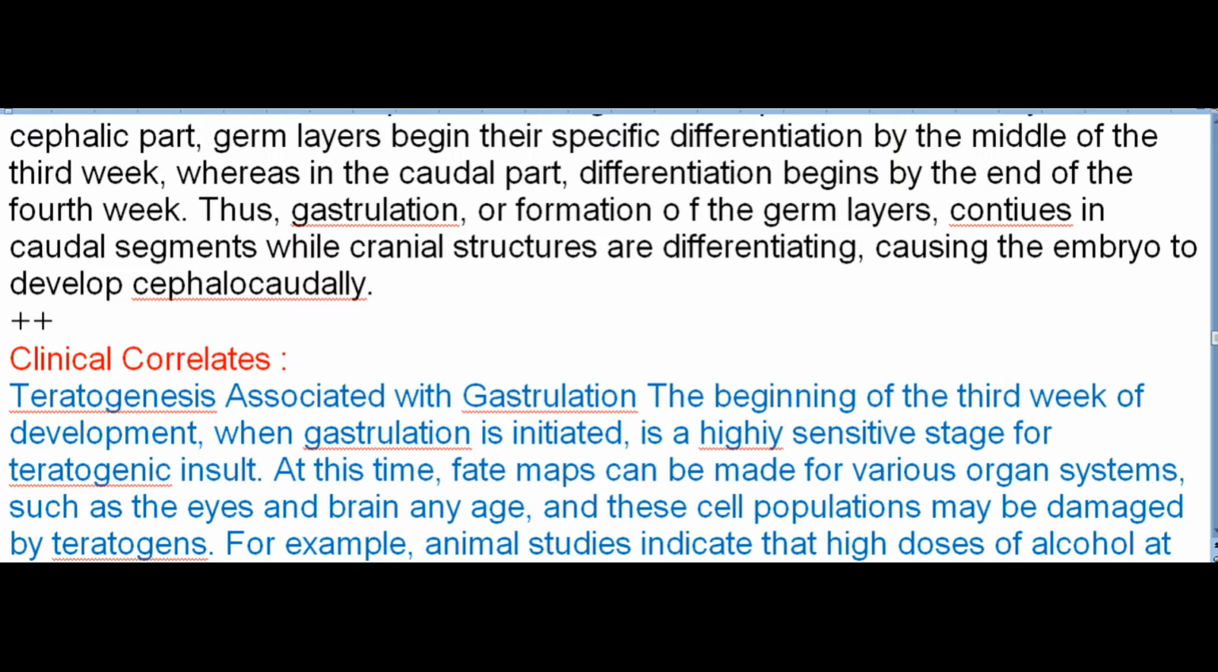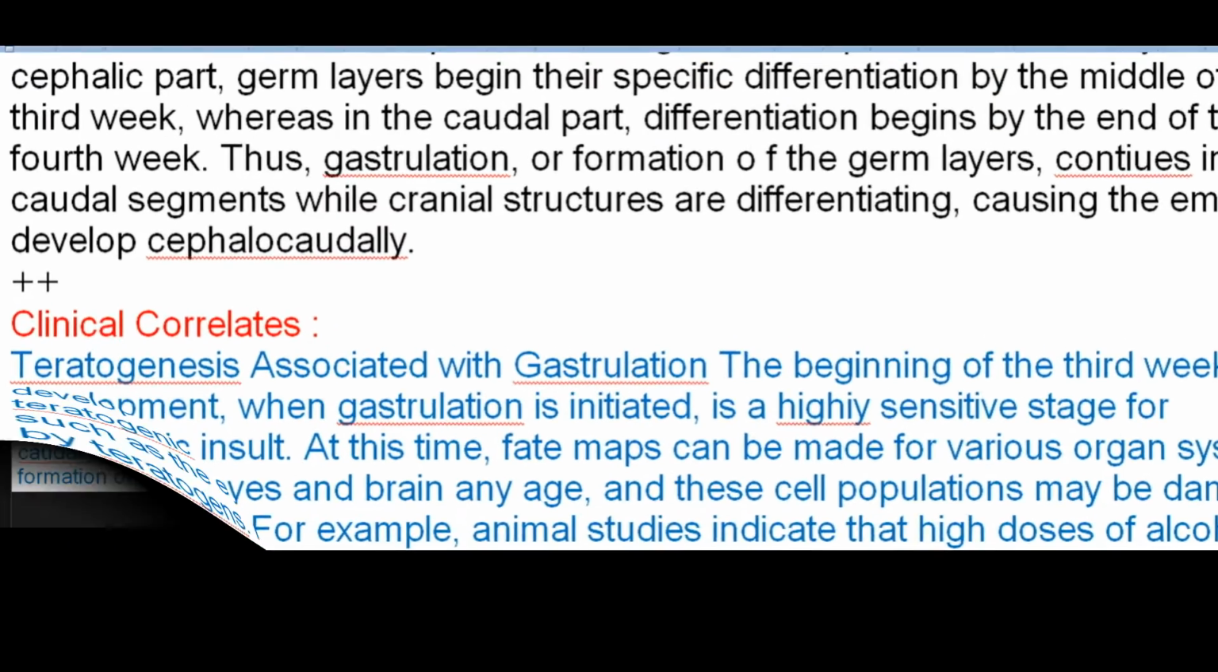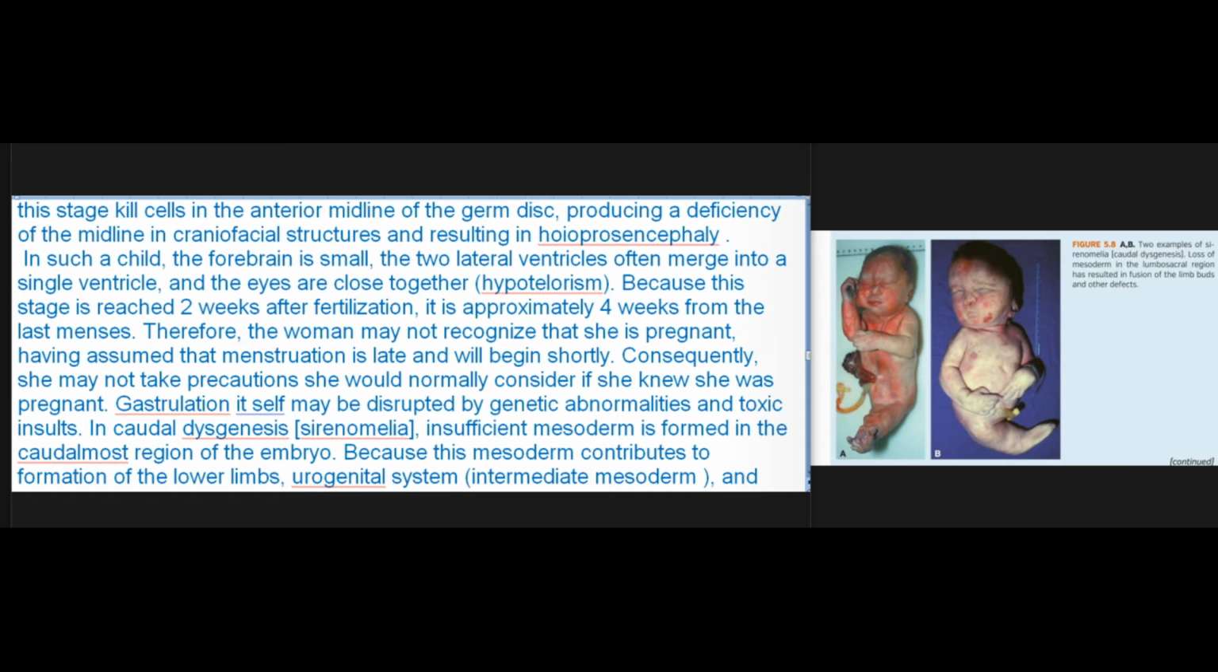For example, animal studies indicate that high doses of alcohol at this stage kill cells in the anterior midline of the germ disc, producing a deficiency of the midline in craniofacial structures and resulting in holoprosencephaly. In such a child, the forebrain is small, the two lateral ventricles often merge into a single ventricle, and the eyes are close together, hypotelorism.